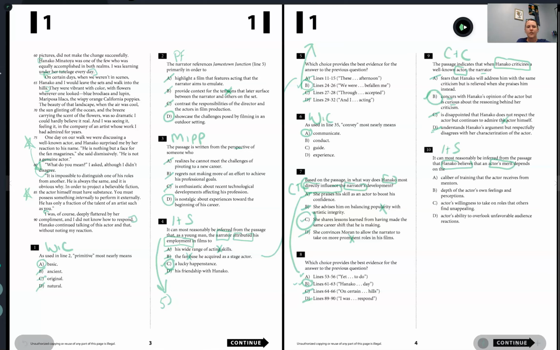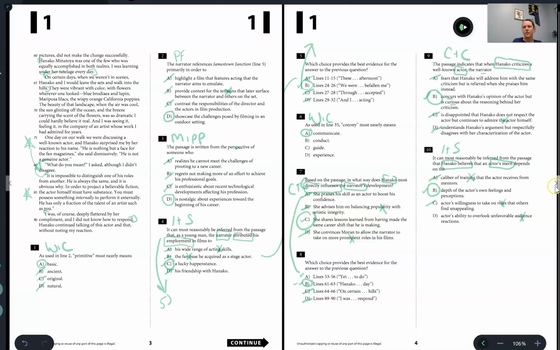We did discuss an actor's merit over here. An actor himself must have substance. You must possess something internally to perform it externally. So that the actor's merit depends on training is incorrect. The depth of the actor's own feeling, possibly. The actor's willingness to take on roles. We don't really see a discussion of roles. Actor's ability to overlook unfavorable audience reactions. We don't see an audience here. So it's just the depth of an actor's own feelings, the substance. And that is all for passage 1.